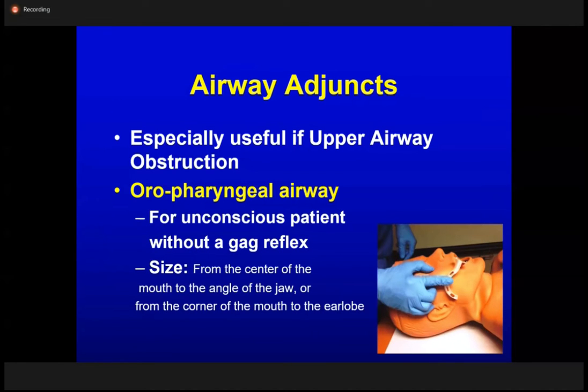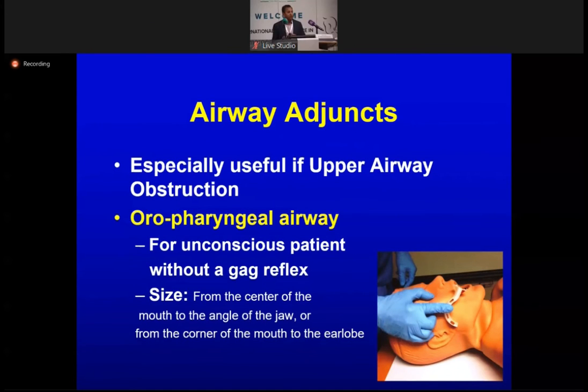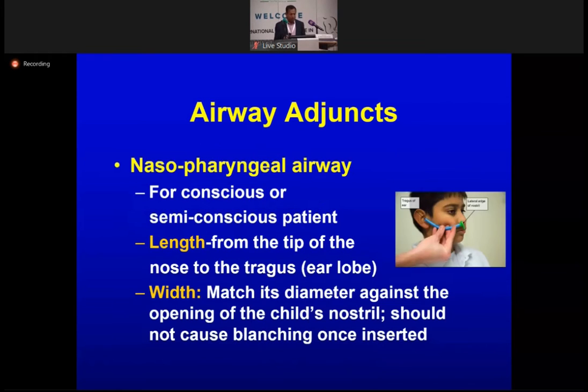Airway adjuncts are especially useful if there is concern for upper airway obstruction and if you're finding difficulty with ventilation with bag valve mask. You can use oropharyngeal airway if the patient is unconscious, or nasopharyngeal airway for conscious or semi-conscious patients. This is especially appropriate in patients who are post-ictal and may have mild hypoxia related to hypoventilation. Putting in a nasopharyngeal airway often improves the airway and brings the situation under control.